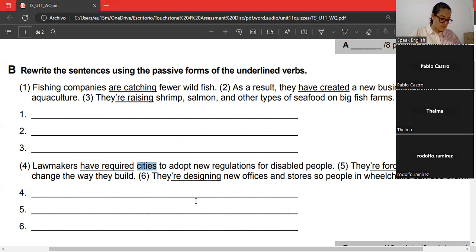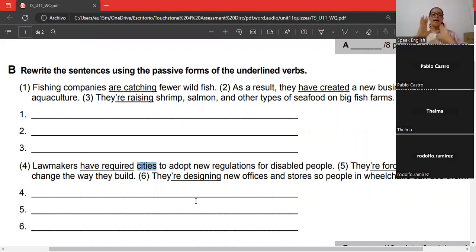No. Aquí en la última sí le cambió el sentido de la oración. ¿Qué dice la 6? Ellos están diseñando nuevas oficinas y tiendas. No es tiendas, es más como... ¿cómo se llaman los lugares donde uno guarda? Una bodega. Ellos están diseñando nuevas oficinas y bodegas para que las personas en sillas de ruedas las puedan usar.